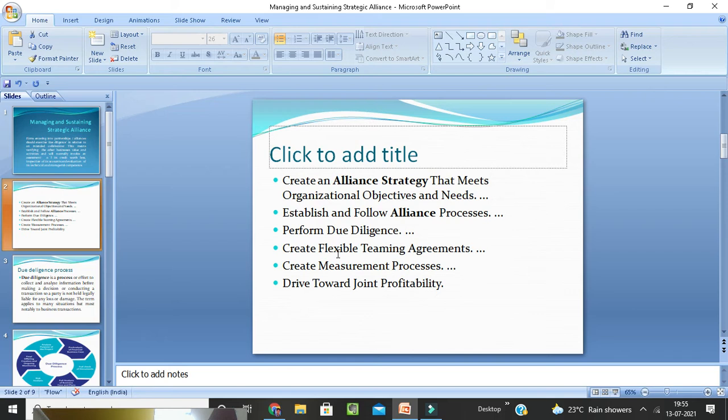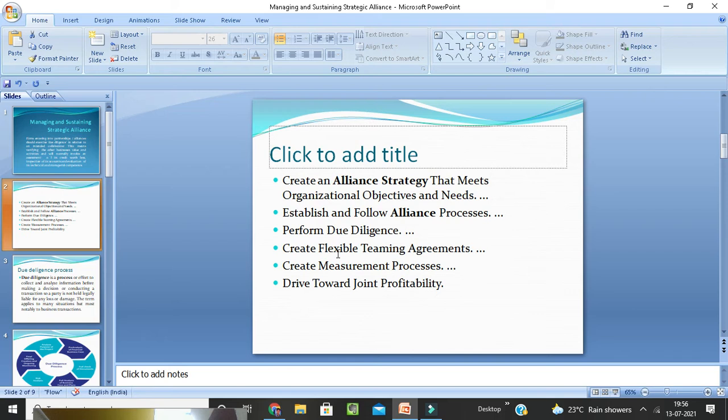Next, they will establish and follow an alliance process between two companies in the domestic country or across international boundaries. Then they will perform due diligence. We already discussed it. Due diligence involves agreed terms and conditions that one company and another will send to each other. If they are ready to accept, then only the agreement will take place, or else the agreement will not take place.